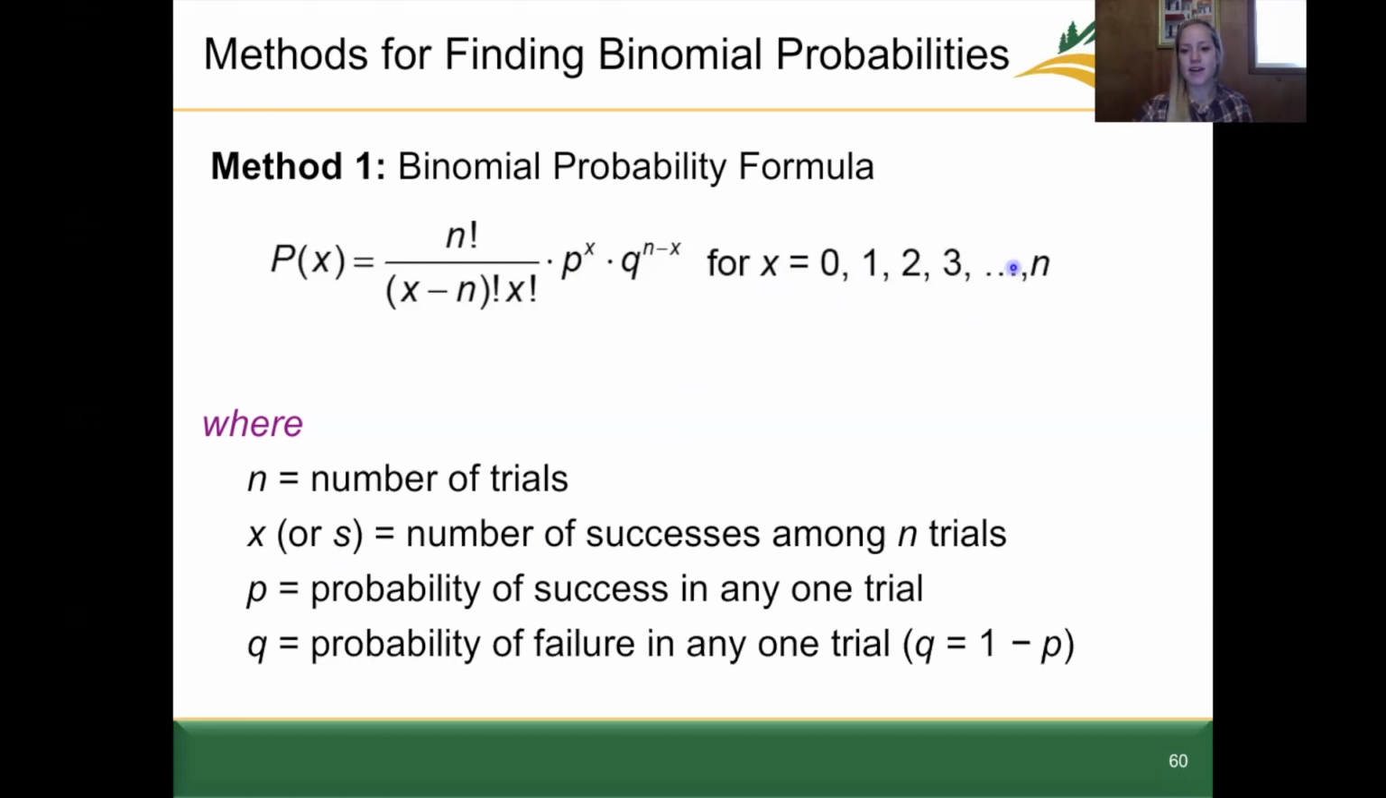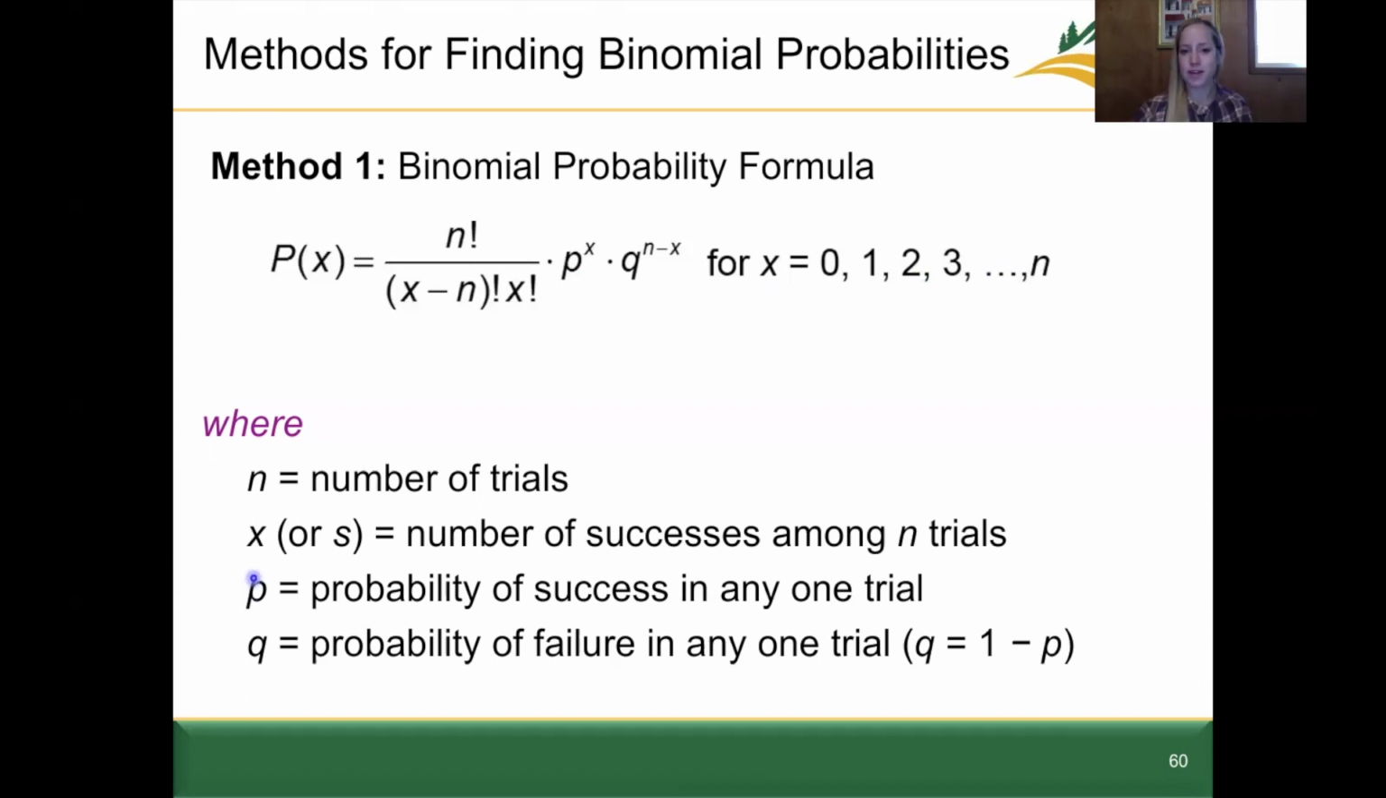If x and n are ever equal, we're basically asking, out of all of these trials, if we're getting all of these trials to be successes. If x were 0, that means we have a certain number of trials, but we want to find out the probability of getting no successes out of all those trials.